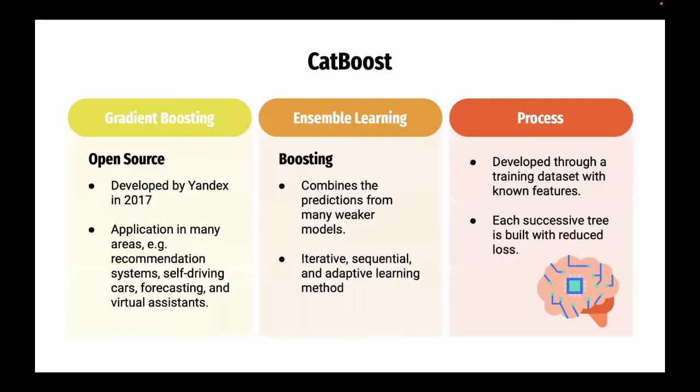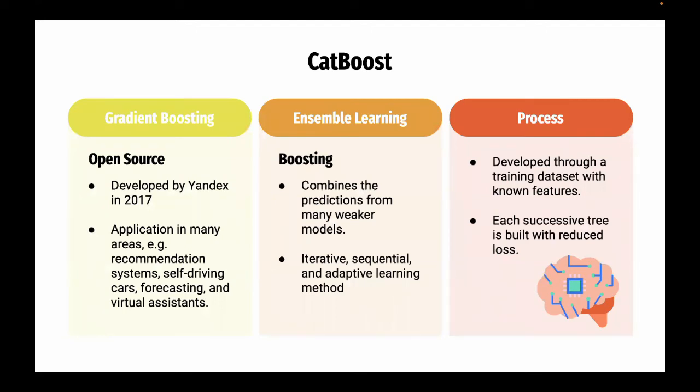CatBoost uses gradient boosting, which is a part of ensemble learning. It combines the predictions from many weaker models to get more accurate results. In short, the CatBoost model is developed through training a data set, which is a set of objects with known features. Accuracy is then checked on the validation dataset.